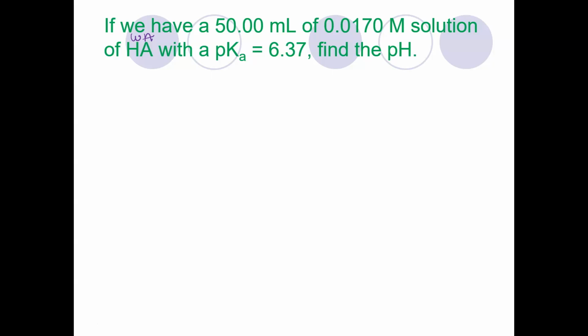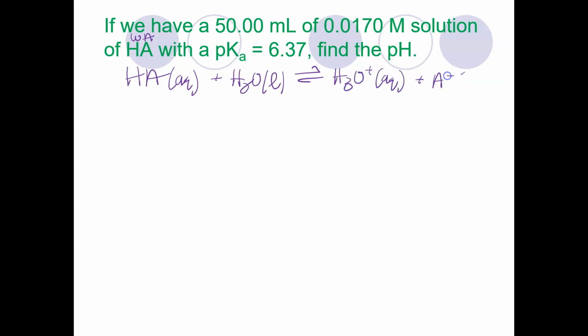So I would start this by writing HA plus H2O in equilibrium with H3O+ and A minus. Okay, now I'm going to write it up here. We know that Ka is equal to products over reactants, so H3O+ times A minus over HA. Okay, so we're trying to find the pH, so we care about H3O+. Since this is at equilibrium, I'm going to do my ICE table.